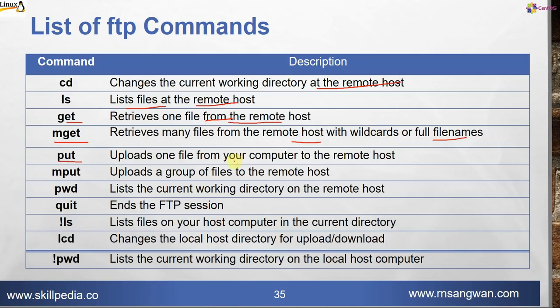Put to upload a file from your computer to the remote host. mput to upload multiple files. pwd for the current working directory on the remote host. quit to end the session. Exclamation mark for a local directory command on your local system. Exclamation mark cd, or lcd, to change the local host directory for upload or download. Exclamation mark pwd for the working directory on the local machine. So these are some of the commands for FTP.